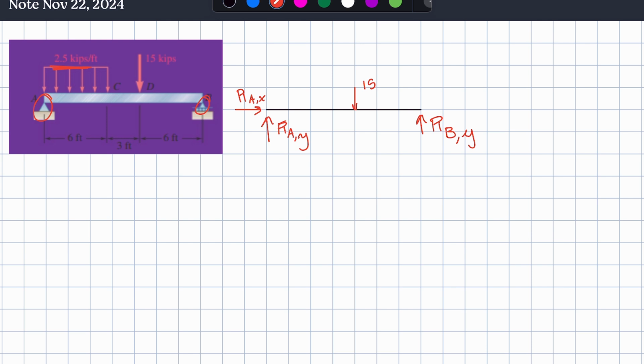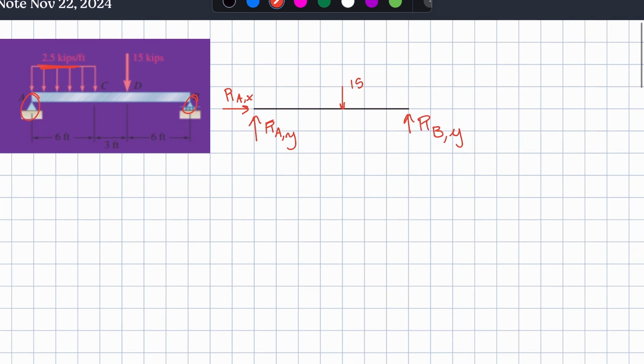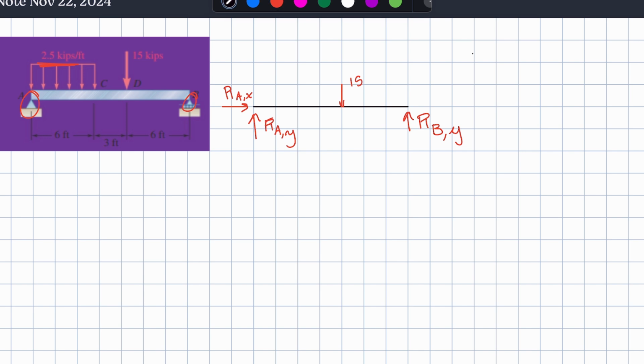And so what we're going to do, we're going to multiply that 2.5 kips by the length that it acts over. And so it's going to be 6 feet. And so if we do kips per foot right here times 6 feet, you can see that the feet cancel and that we're just left with kips. And so this is going to equal 15 kips.